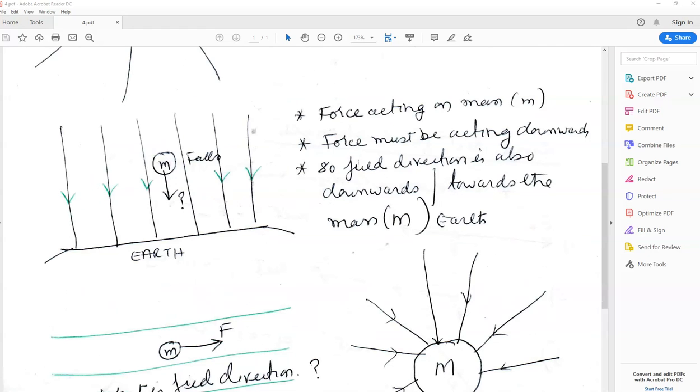I'll just explain the same thing here. I've got a mass m. Now this is the force acting downwards. Because of this you can say the gravitational field direction is also downwards.